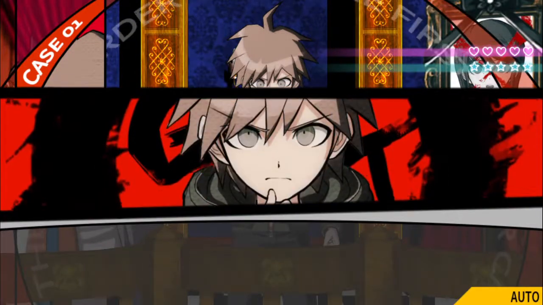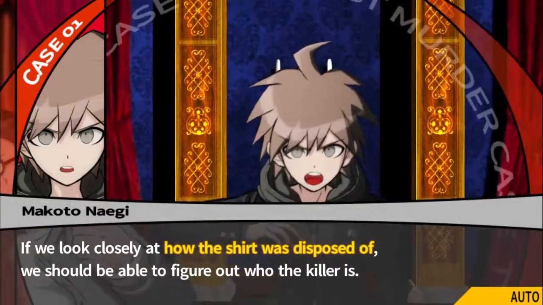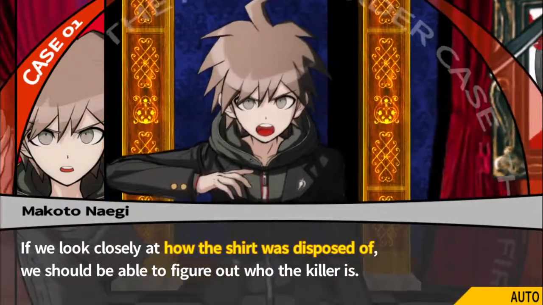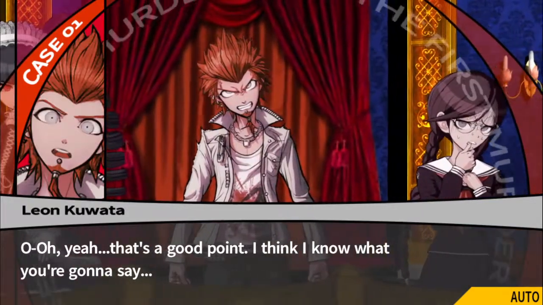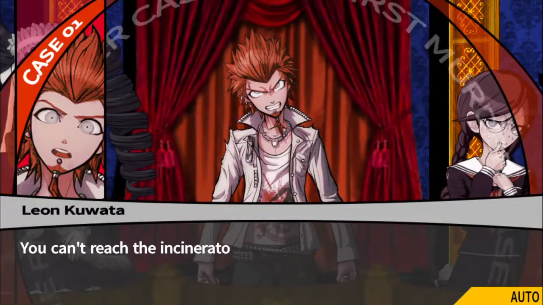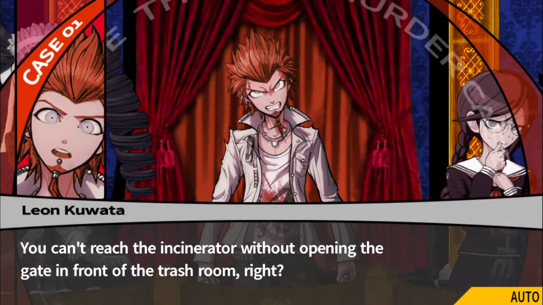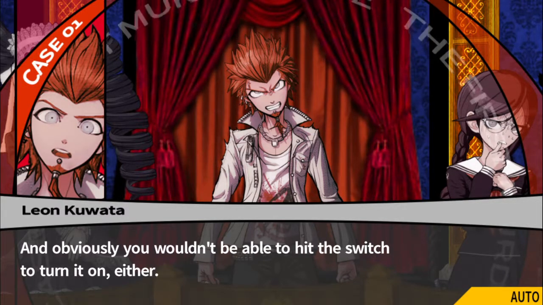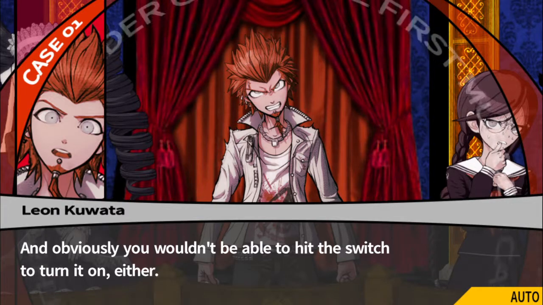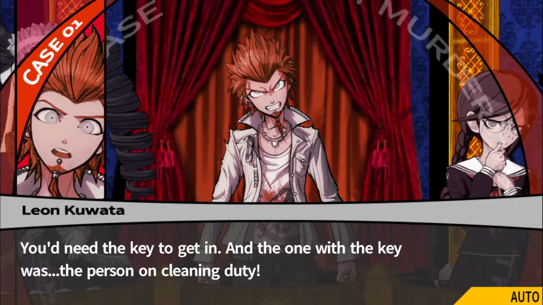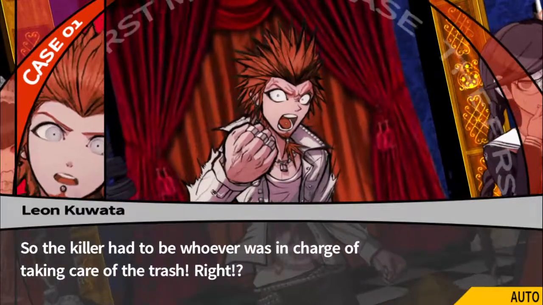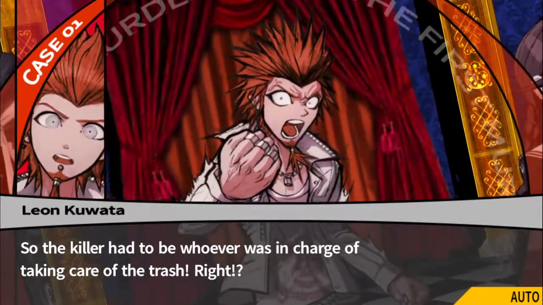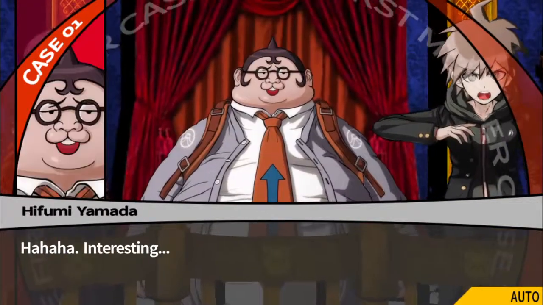I got it! If we look closely at how the shirt was disposed of, we should be able to figure out who the killer is. Oh yeah, that's a good point. I think I know what you're gonna say. You can't reach the incinerator without opening the gate in front of the trash room, right? And obviously, you wouldn't be able to hit the switch to turn it on either. You need the key to get in, and the one with the key was the person on cleaning duty. So the killer had to be whoever was in charge of taking care of the trash, right? Interesting.